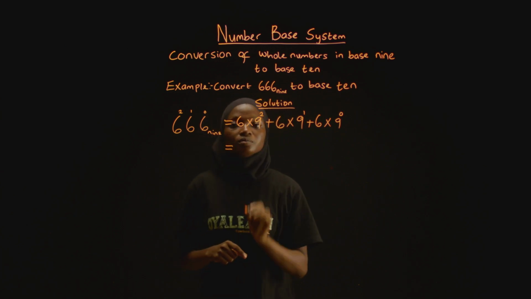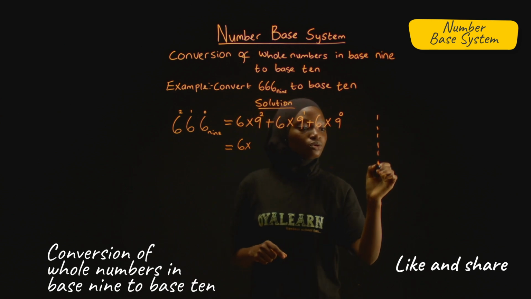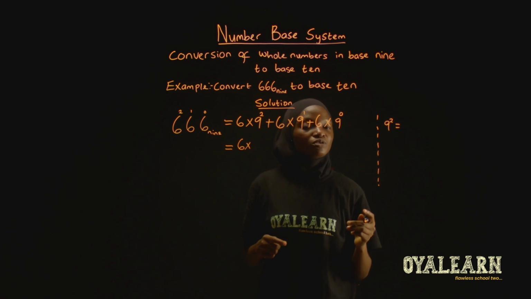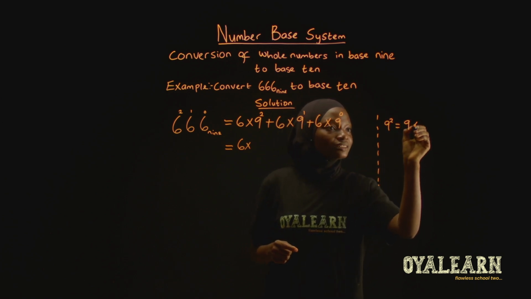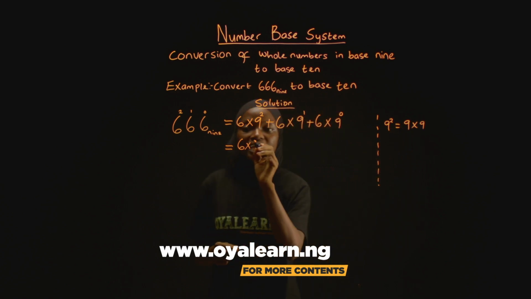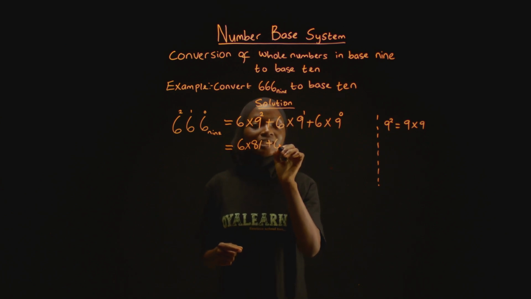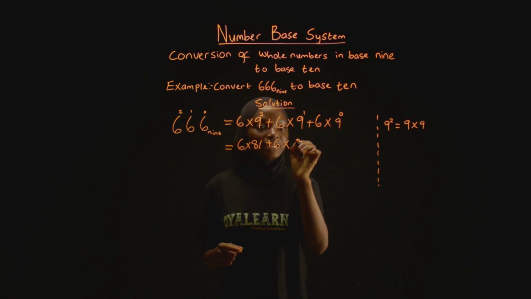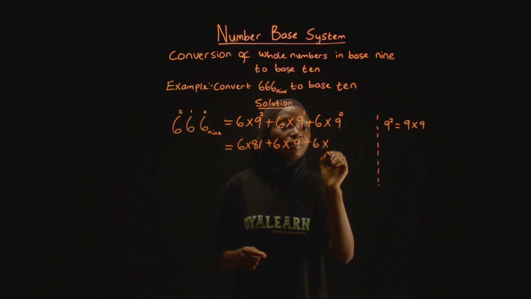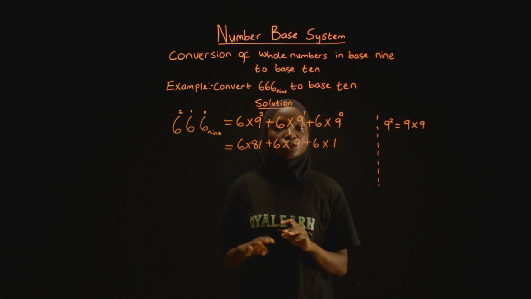We simplify further. 6 multiplied by 9 raised to the power of 2. What does that mean? 9 raised to the power of 2 means 9 multiplying itself in 2 places. That is 9 times 9, 1, 2. And 9 times 9 gives us 81. So we have 81 plus 6 multiplied by 9 raised to the power of 1, which is 9, plus 6 multiplied by 9 raised to the power of 0, which is 1, because anything raised to the power of 0 is 1.